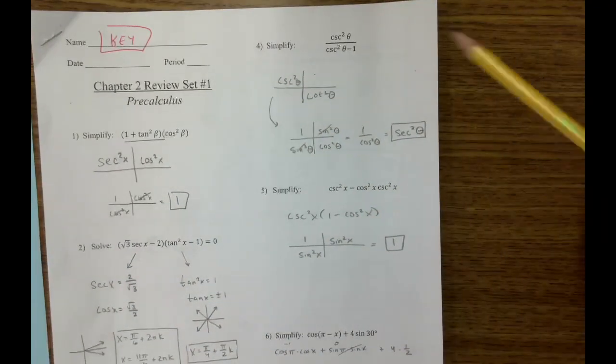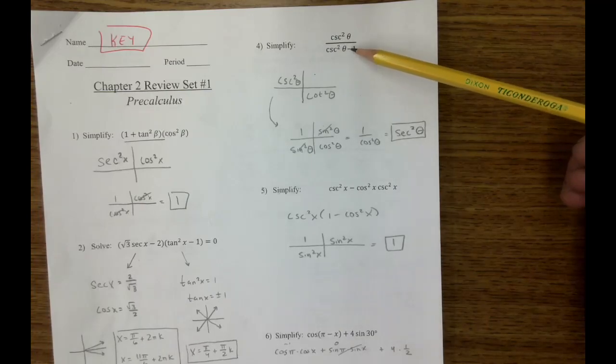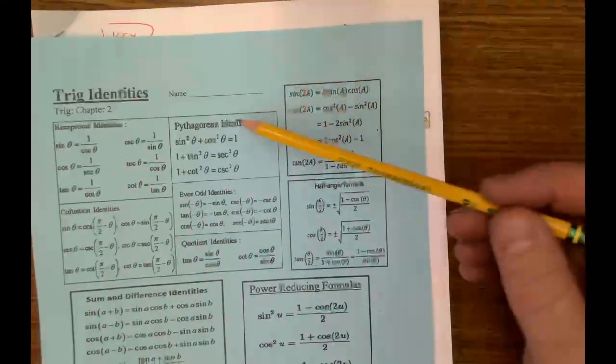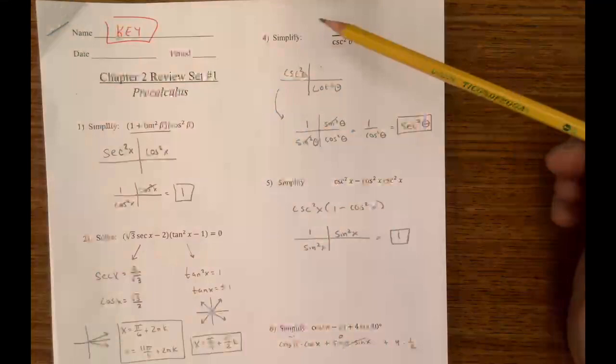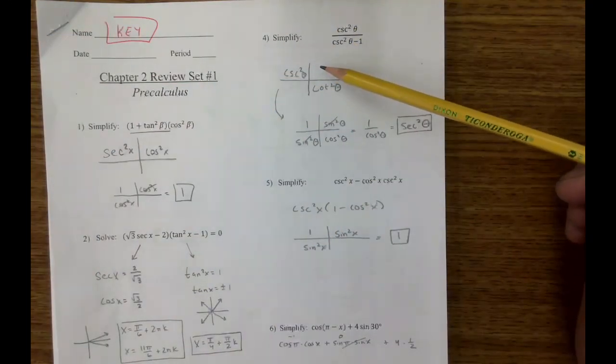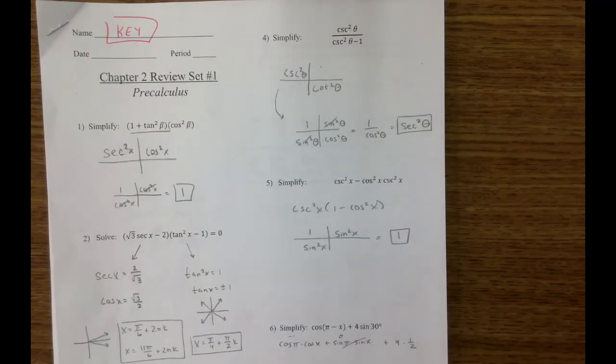On number 4, again, there's another identity. Anytime you see those squared identities, think about these Pythagorean identities. You can simplify it, change it to sines and cosines, and do the work.